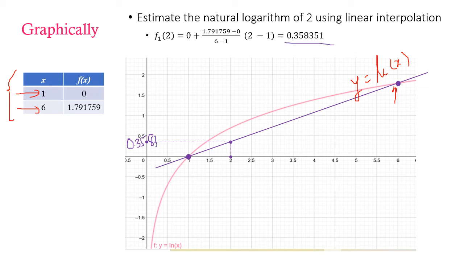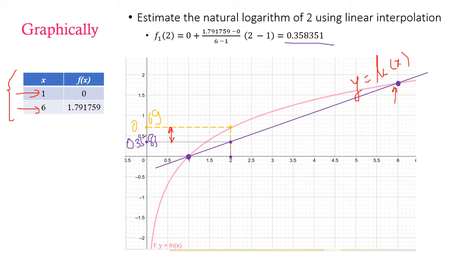But the actual value of the natural logarithm, by using the actual curve, is this. So you go on the curve and then to the y-axis, and you get this value, which comes out to be 0.69. So 0.69 is the actual value, and that means there is an error involved, and this is the amount of error involved, because we are using a linear function or a line to approximate a curve, and that's why there is an error involved.